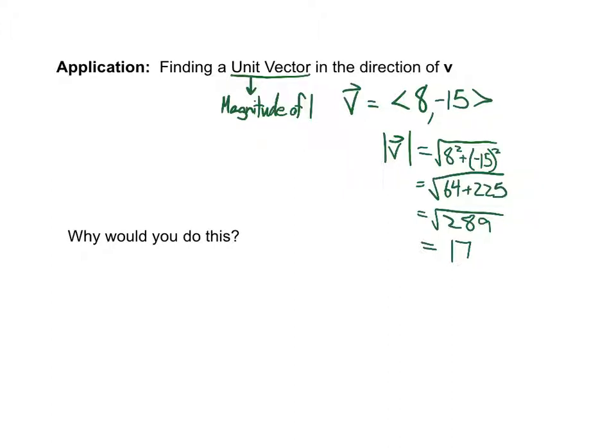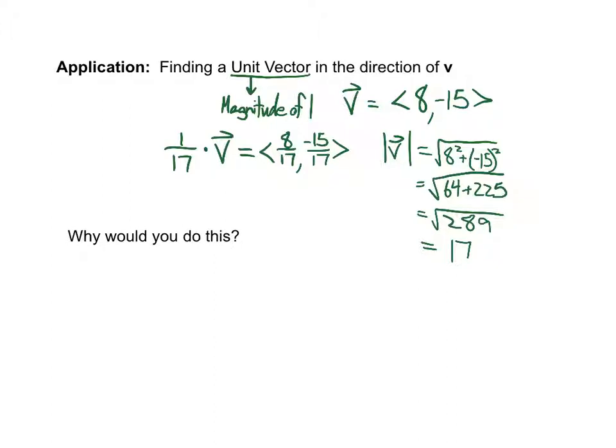Now, this is a technicality, but it is important. There's technically no division with vectors. But what you would do is 1 over 17 times vector v. Okay? If I do 1/17 times vector v, that's going to give me this vector 8/17, negative 15/17.